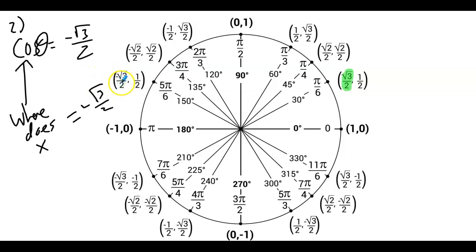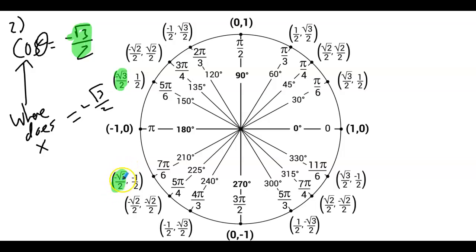Now this is negative, we want negative radical 3 over 2, right? So this is a positive. We want negative radical 3 over 2. So this is not an answer. This is positive, but this one is. So here's a negative radical 3 over 2. And there's going to be another one directly across from it down here.